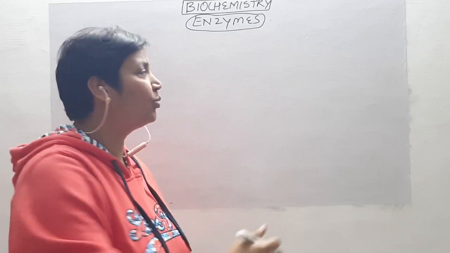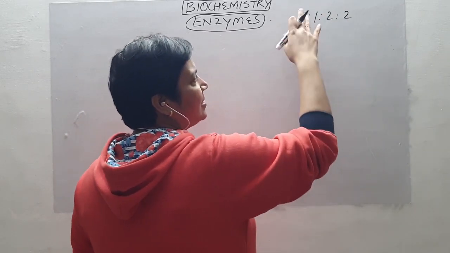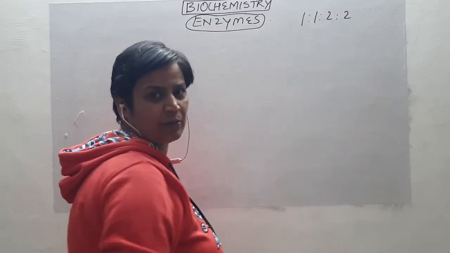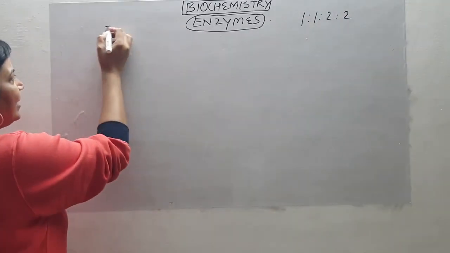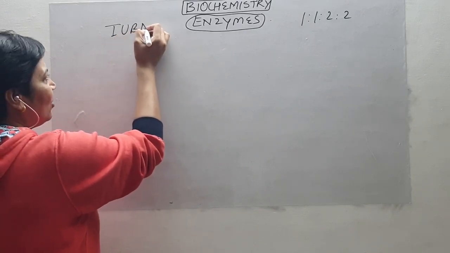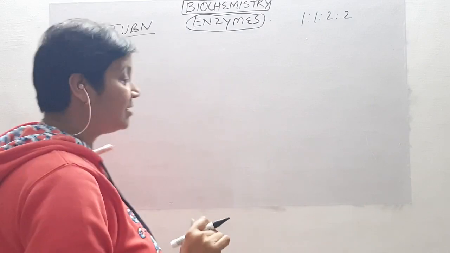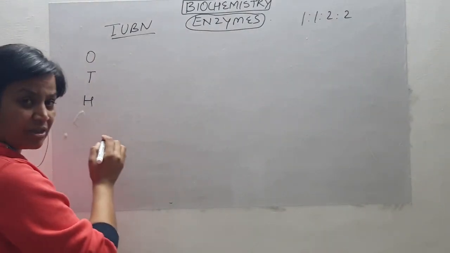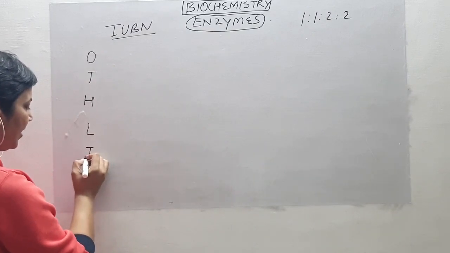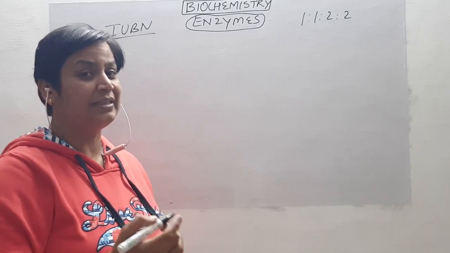This is 1, 1, 2, 2. It was like this. 1, 1, 2, 2. Class, subclass, function, moiety transferred. So it was very difficult to memorize also. So according to International Union of Biochemical Nomenclature, enzymes are divided into 6 major classes: O, T, H, L, I, L. These are the 6 major classes of enzymes.